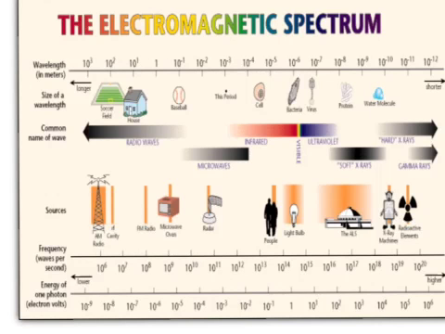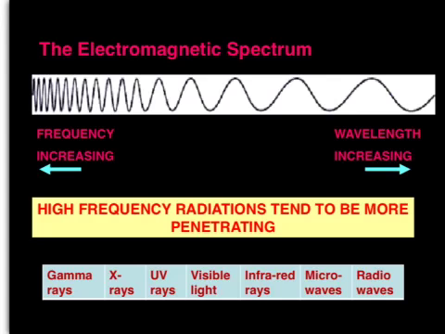Now we're looking at the electromagnetic spectrum in greater detail. For exam purposes, you just have to know the names of these important components of the spectrum. So at this end, with long wavelengths, you have radio waves, radio and TV waves, then microwaves, infrared, visible light, ultraviolet, X-rays, and gamma rays. Look at the next slide.